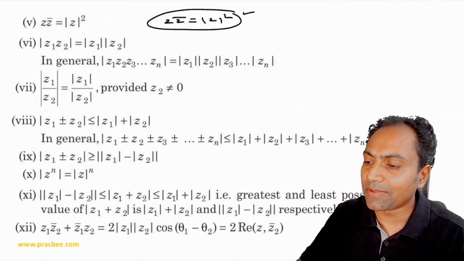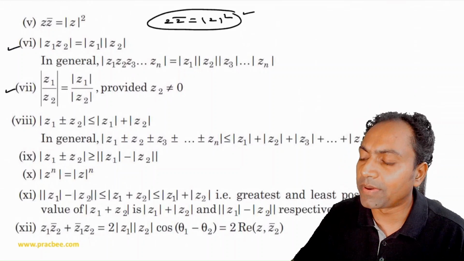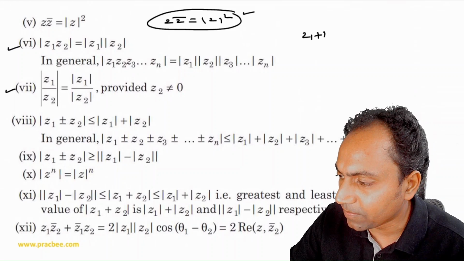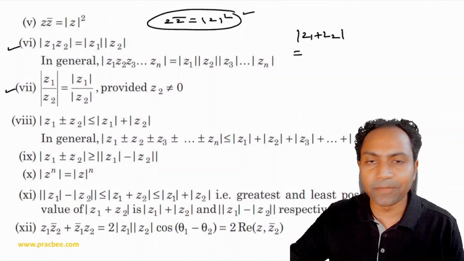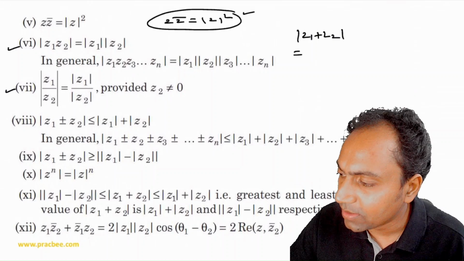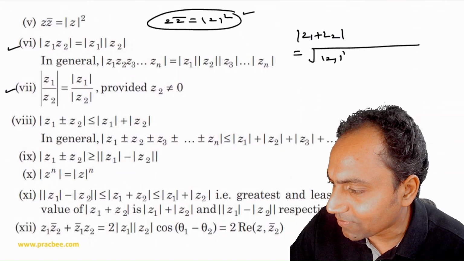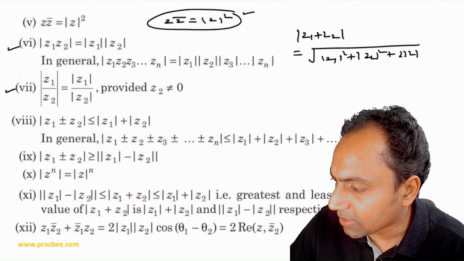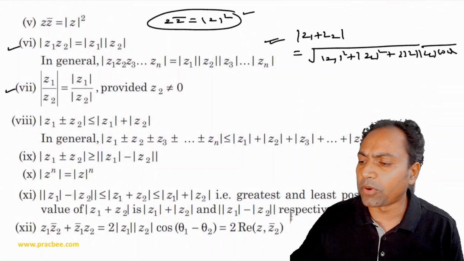Now you can see that the distribution of modulus works on multiplication and division, but not on addition. So if I have mod of z1 plus z2, then in order to interpret this, I will have to use my resultant formula. That is nothing but root of z1 mod square plus z2 mod square plus 2 times z1 mod, z2 mod, and cos of the angle between them, as you might have seen in vectors. This is a very important idea.